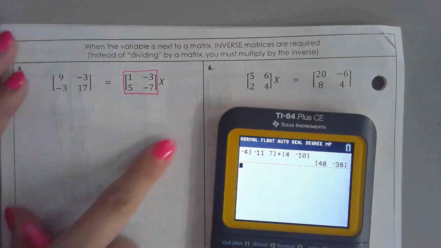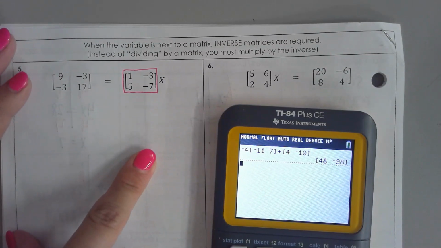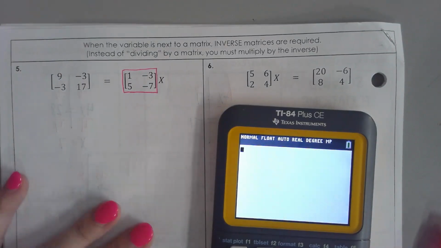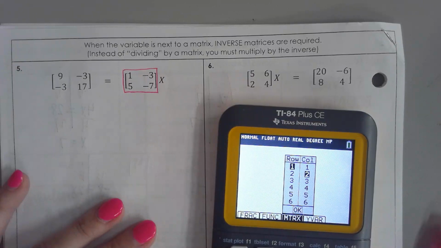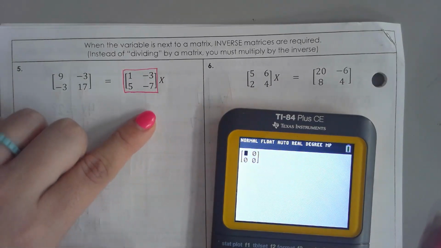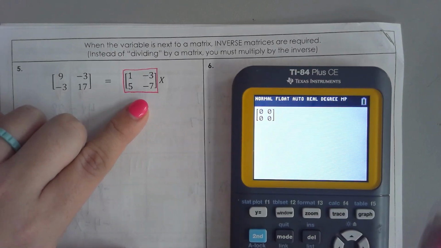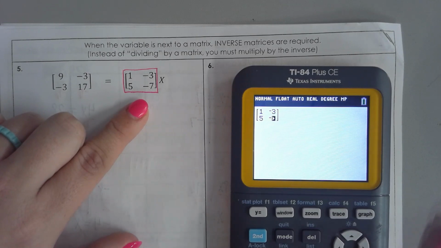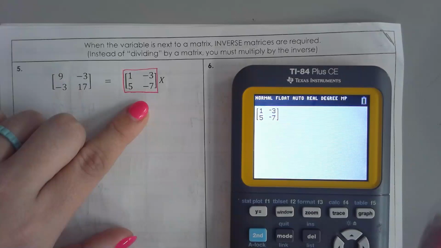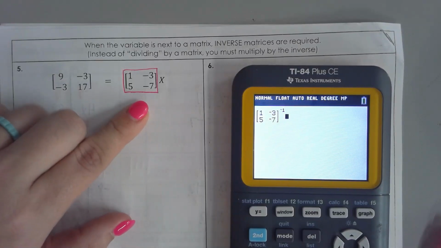So, first of all, on this one, there's nothing to add or subtract first. If there was, you would need to add or subtract first. This one, straight up, we're going to find the inverse of that. So, I'm going to go to Alpha Zoom and type in this matrix. 1, -3, 5, -7. And then I can give it a -1 exponent.